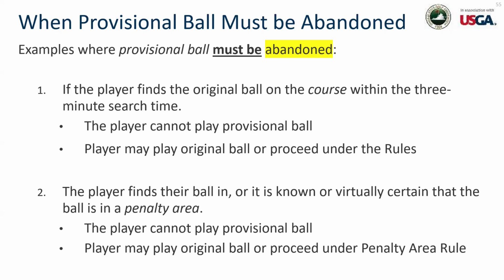And the last example, the player finds their ball in or is virtually certain that the ball is in a penalty area. Because we didn't know that it was in a penalty area, we're fine. We played our provisional like we were supposed to. But now that we get up there, we're like, oh, okay, this ball is really in the penalty area. There's nowhere it could be. You have to abandon the provisional ball and go ahead and take penalty area relief, or play the ball if it is playable.